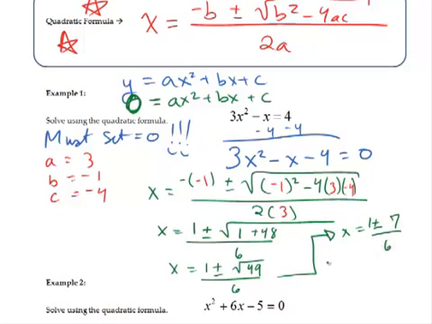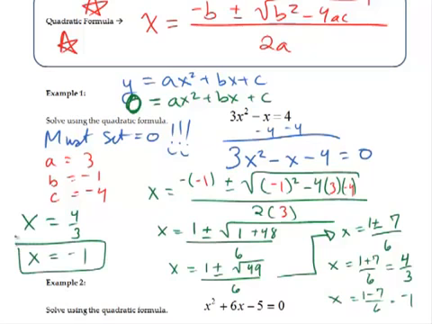And again, this is two answers. X equals 1 plus 7 over 6, which is 8 over 6, or 4 over 3. And then we have x equals 1 minus 7 over 6, which is -6 over 6, which is -1. So x equals 4/3, and x equals -1. If we take these two values and plug them back into our original equation, they will give us 0.